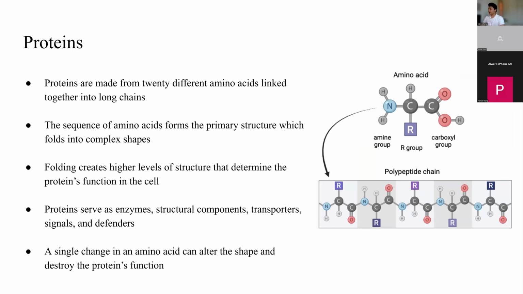Next, we go to a very, very important macromolecule known as proteins. You've probably heard this term before. Proteins are certain substances made up of 21 different amino acids. In this case, amino acid is the monomer for the macromolecule.